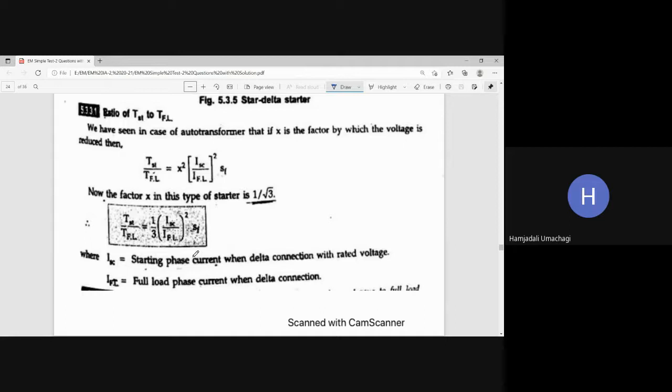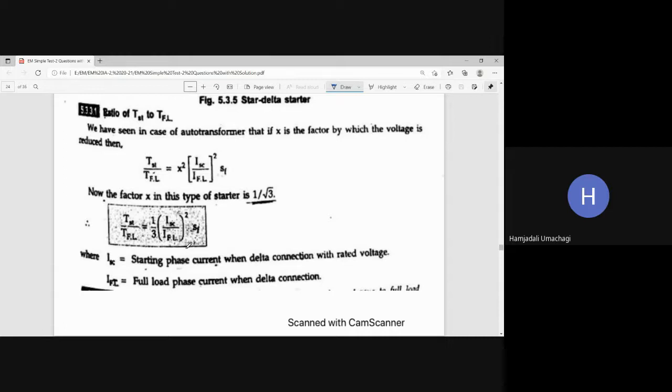So now in this case, the starting torque to full load torque is reduced by 1 by 3 times. If I put the x value as 1 by root 3, that is the voltage reduction factor, then the starting torque to full load torque is given by the factor 1 by 3 times (ISC upon IFL) whole square into SF, where ISC is nothing but the starting phase current. This is not short circuit current, don't get confused. This is the starting phase current in delta connection with rated voltage.